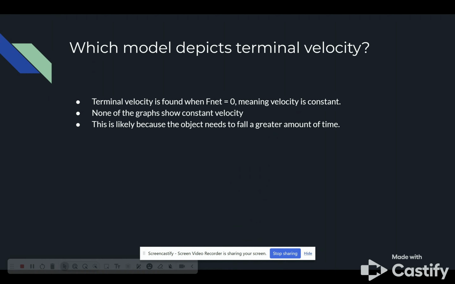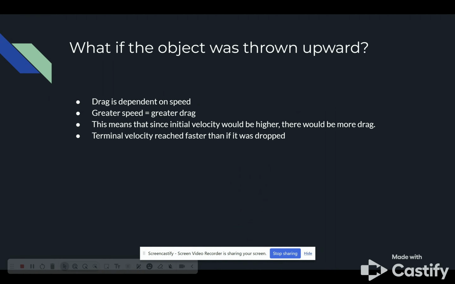Now looking at which model depicts terminal velocity. Terminal velocity is found when drag equals gravity, therefore net force is 0 and the velocity is constant. None of these graphs show constant velocity, therefore terminal velocity is not reached, and this is likely because the object needs to fall for a greater amount of time.